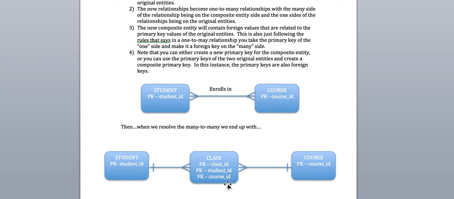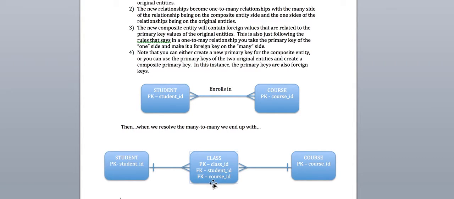So this specific class is going to have a primary key of class ID. We're just going to make that up and make it a randomly generated ID. It also is going to have a foreign key relationship to a specific student and a foreign key relationship to a specific course ID.